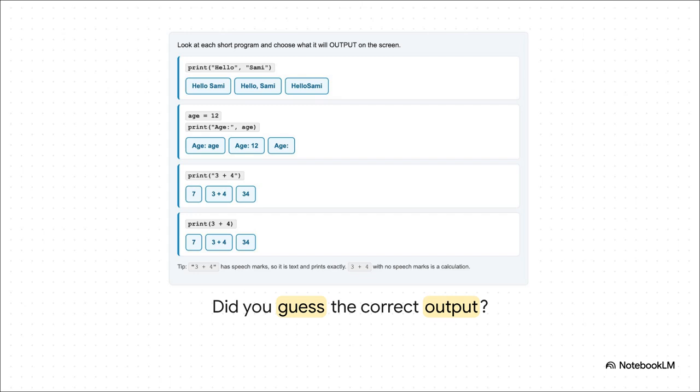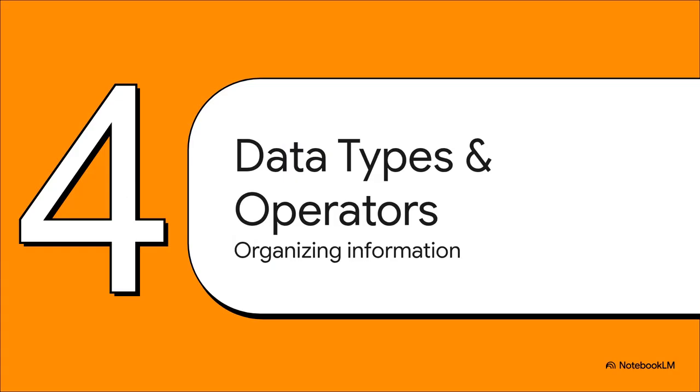Let's check your logic. For the first one, because both words have speech marks, it prints exactly what is inside them, separated by a space. Hello, Sami. For the second one, it prints the exact text age, and then it grabs the number 12 from inside the age variable box, giving us age 12. It's literally like clicking Lego bricks together to build a sentence. Pretty cool, right?